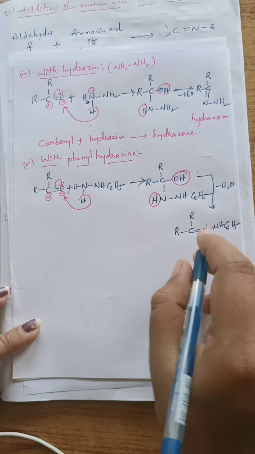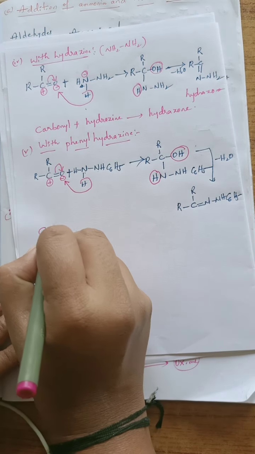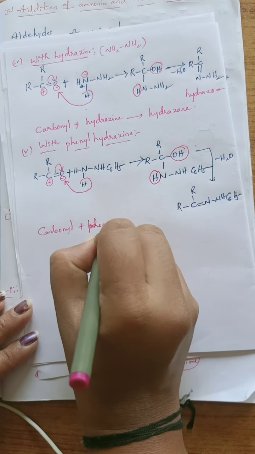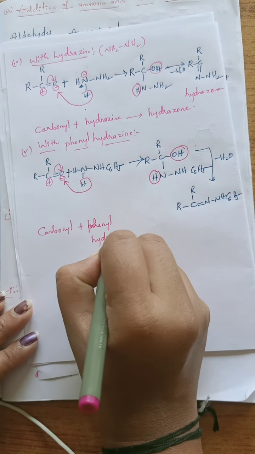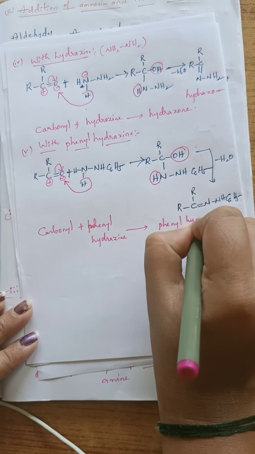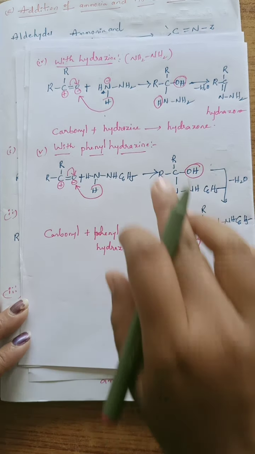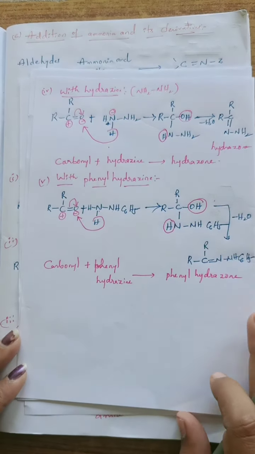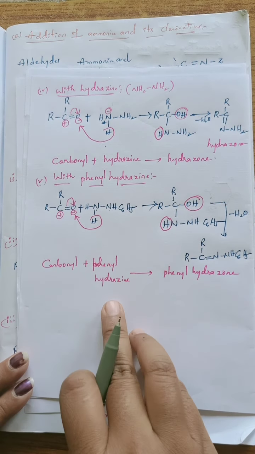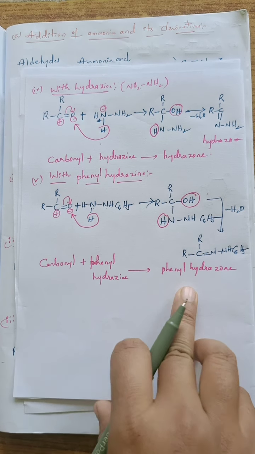Okay, this is called phenyl hydrazone. That means when a carbonyl compound reacts with phenyl hydrazine, it gives phenyl hydrazone. Remember, all these compounds are very important for 1 mark. From this reaction of ammonia and its derivative, a compulsory 1 mark question will be asked. When carbonyl compounds react with phenyl hydrazine, they are converted into phenyl hydrazone. Understand? Now we'll see the next one.